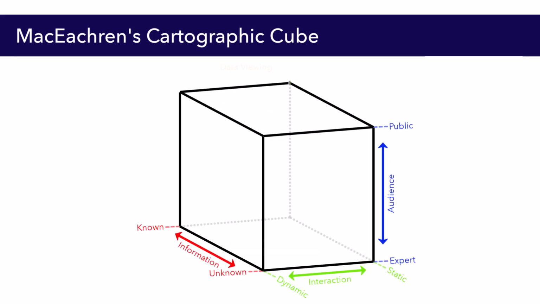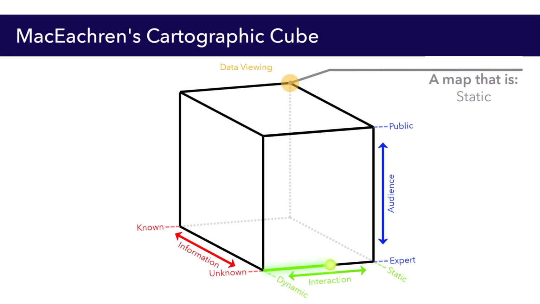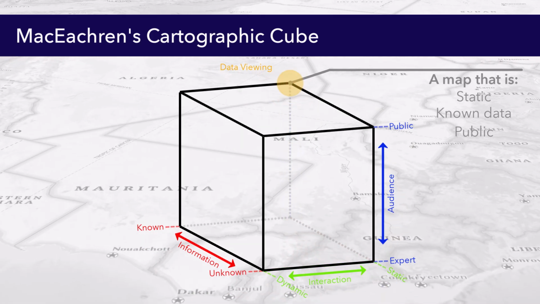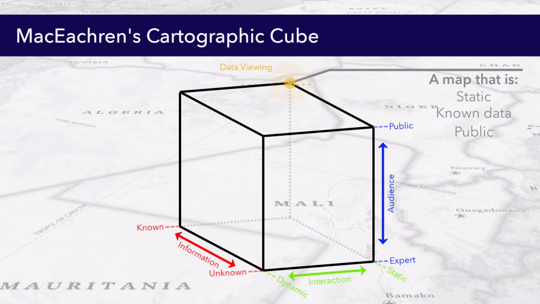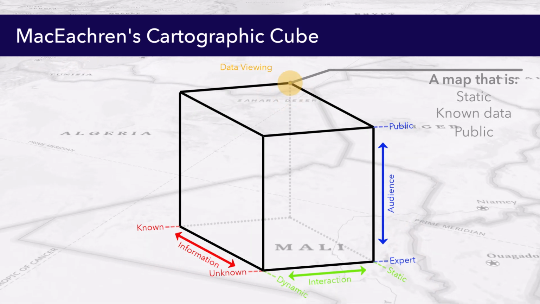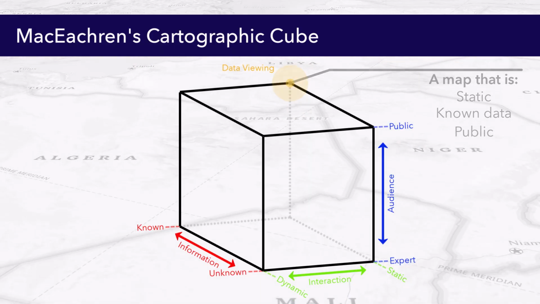At one corner of the cartographic cube, a map will produce a static representation to present something that is already known to a public audience. Think, for example, of the kind of maps you would find in an atlas or a street map. These maps stress communication and are intended to allow anyone to use them for navigation.